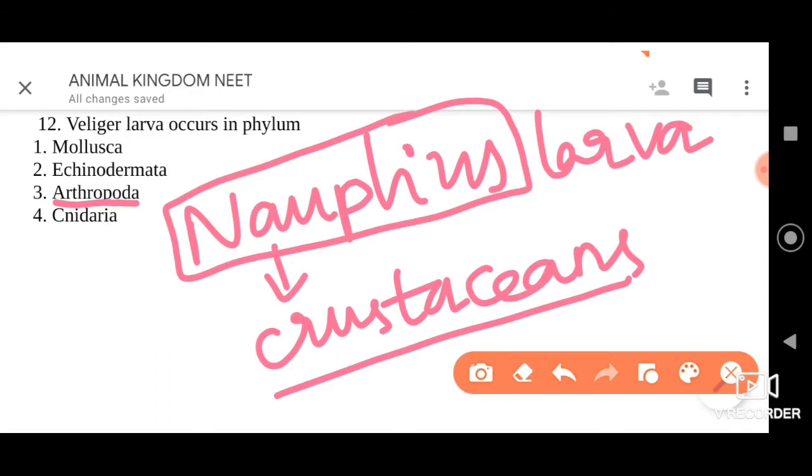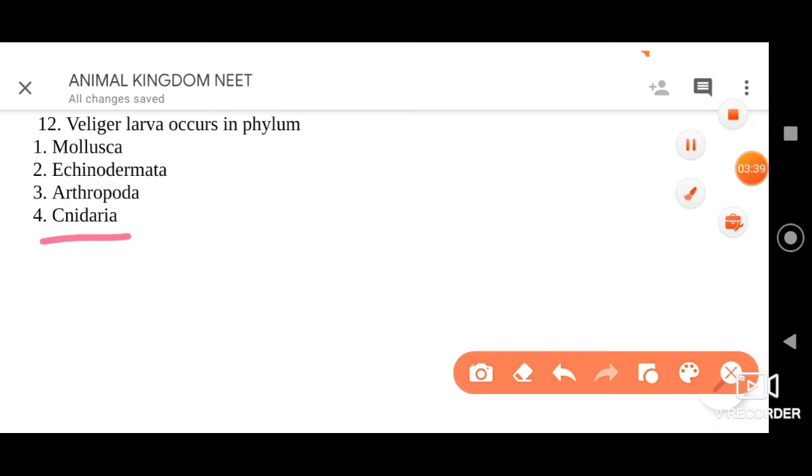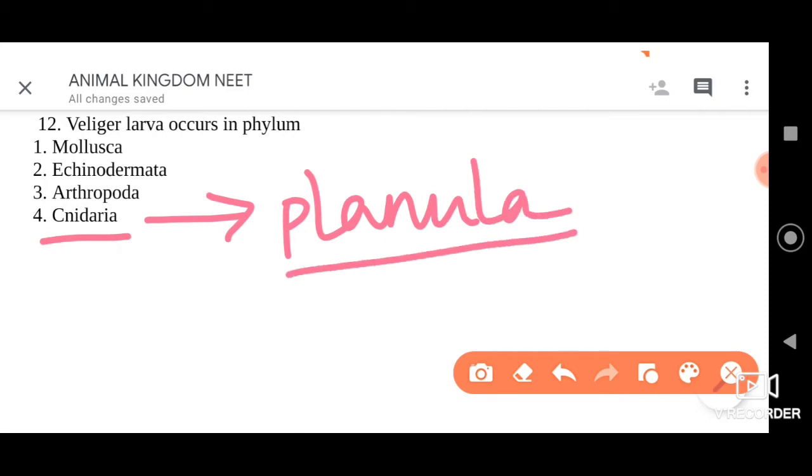Alright dear students, there is one more option which is mentioned here, that is about the cnidaria. Now cnidaria larva we call as planula. So the echinoderms, arthropods and the cnidarians, these three do not show the Veliger larva. The Veliger larva is shown by the molluscans. So go for option 1, that is phylum Mollusca shows Veliger larva.